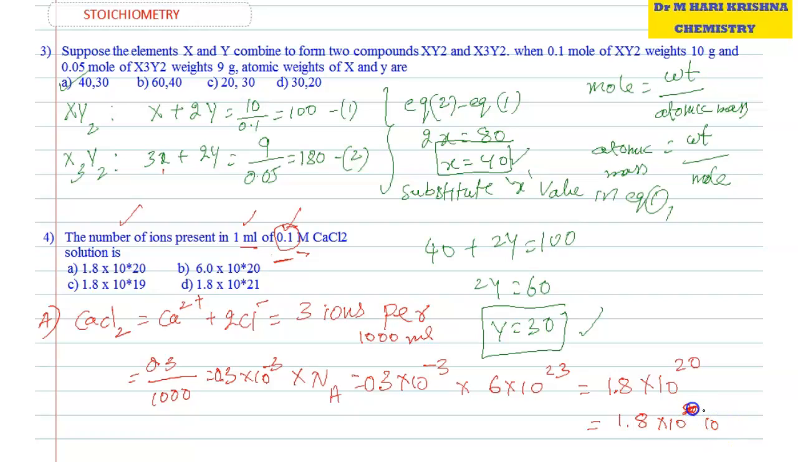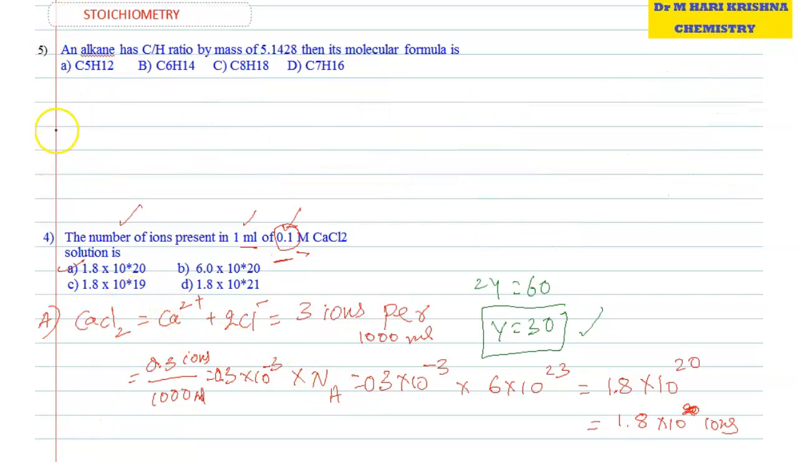So 10 power 20 ions are present. So the answer is 1.8 into 10 power 20. Option A is the correct answer. So normally 3 ions are present in 1000 ml, but in the case of 0.1 molar, 0.3 ions are present per 1000 ml. So we should consider it as 0.3 into 10 power minus 3 multiplied by Avogadro number. Then 0.3 into 10 power minus 3 into Avogadro number gives 1.8 into 10 power 20.